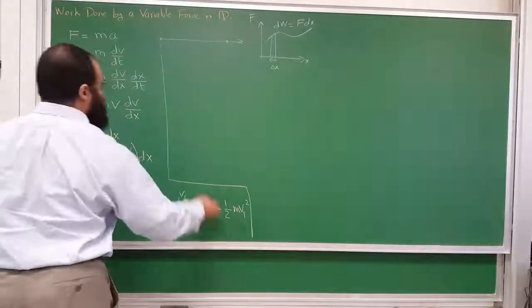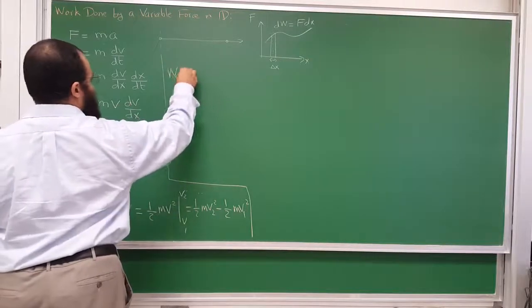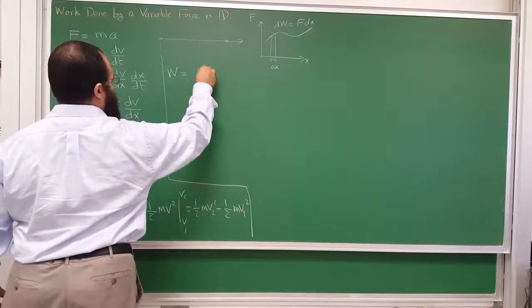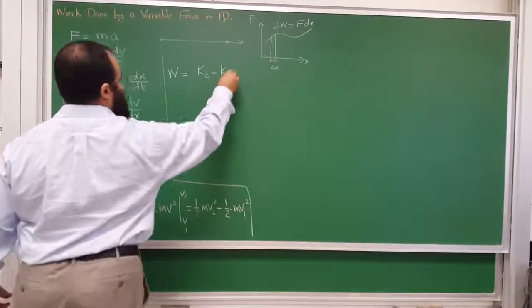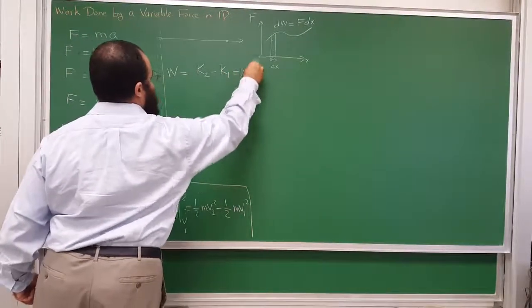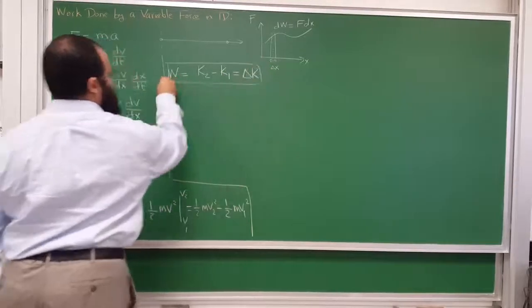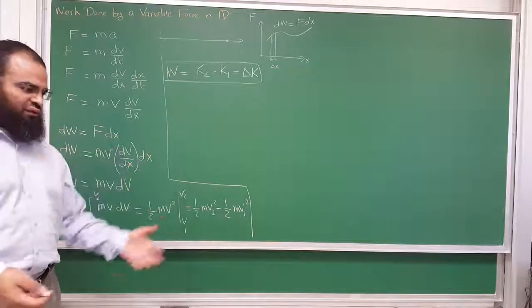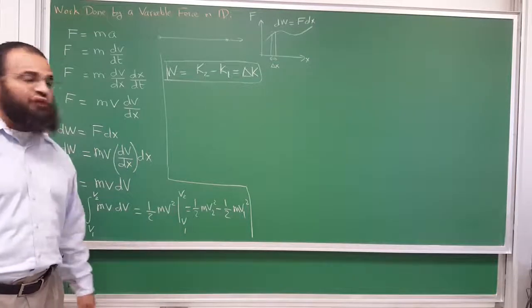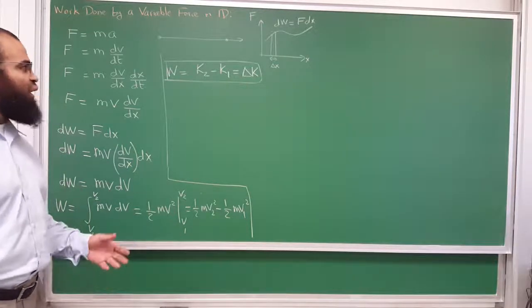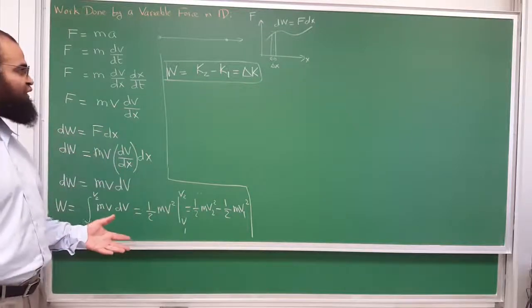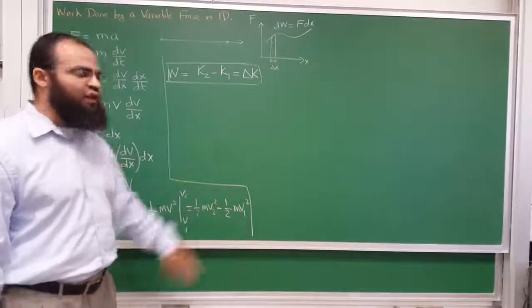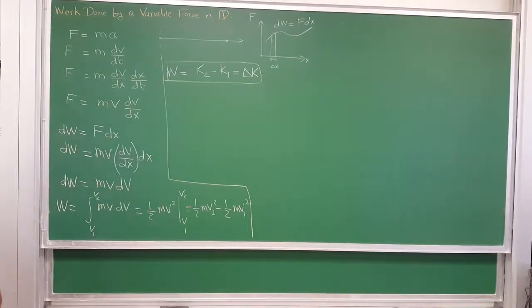W is equal to the change in kinetic energy. The work done will equal the kinetic energy 2 minus kinetic energy 1, or we can call it just the change in kinetic energy. This is called the work energy principle, or theorem, sometimes. It says the work done on an object, you can have several forces, or as many forces as you want, the net work done by those forces is equal to the change in kinetic energy of that object. And that's it.